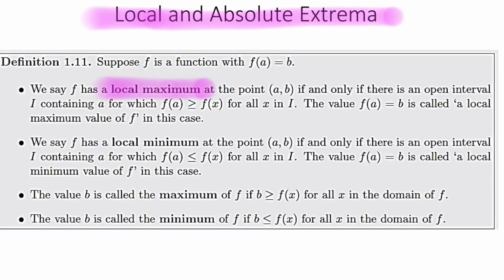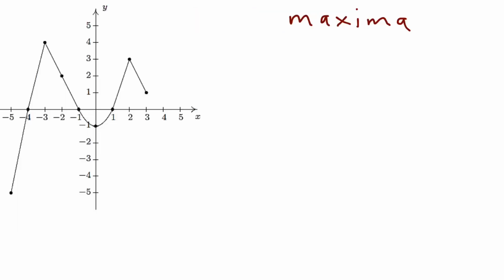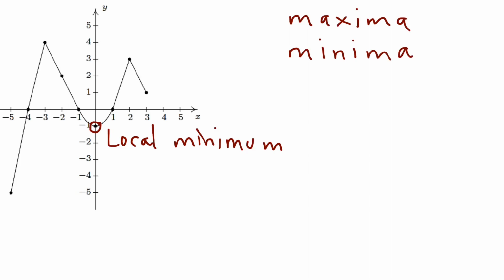All right, and now we have a local minimum. Let's take a look at that same graph. On this graph, we have one local minimum. And the plural would be minima. We've got one local minimum because the graph here goes down, hits a low spot, a valley, and then goes back up again. So that is what a local minimum would look like.